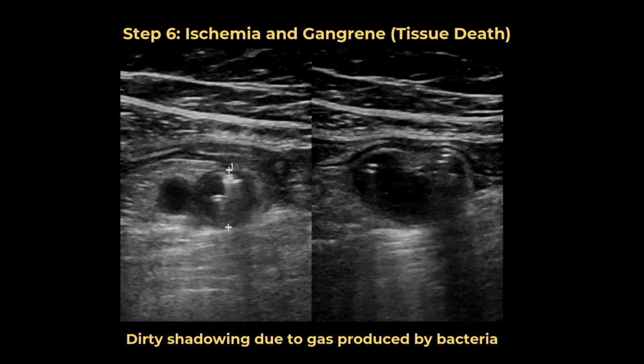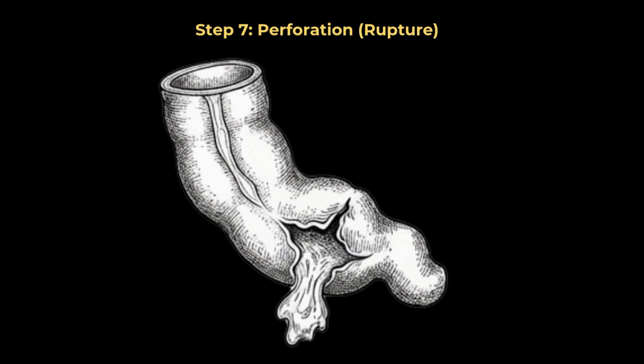You may also see associated findings. Pneumatosis may be present due to gas produced by bacteria inside the dead wall. On ultrasound, this appears as tiny bright white spots or dirty shadowing within the wall. Free fluid is usually seen around the appendix or in the pouch of Douglas. This happens because the dying tissue leaks fluid into the surrounding area. The necrotic wall can no longer tolerate the rising pressure and finally breaks open. This usually occurs within 24 to 48 hours after symptoms begin.